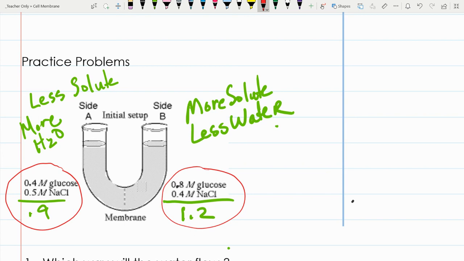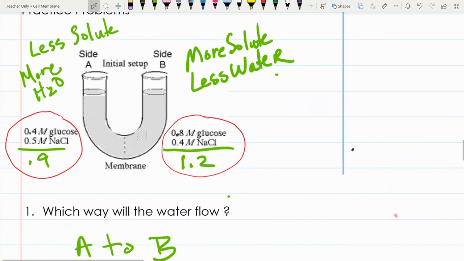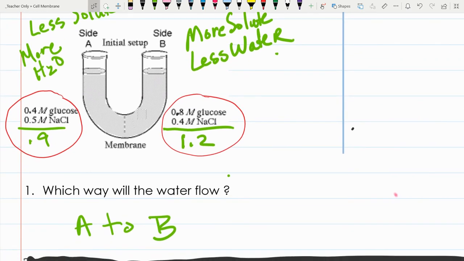Okay, so which way is the water going to move? Well, it's going to move from side A to side B. It's going from a high concentration of water to a low concentration.